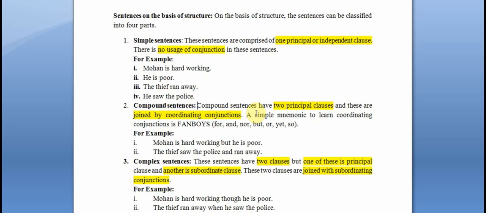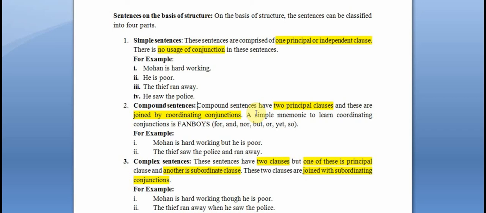For example, Mohan is hardworking, he is poor, the thief ran away, he saw the police. Now these sentences are comprised of only one clause and these clauses do not require any other clause to complete their meaning. Next we have compound sentences.